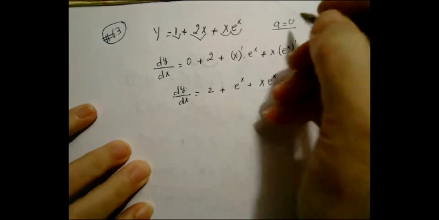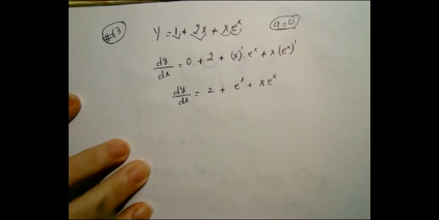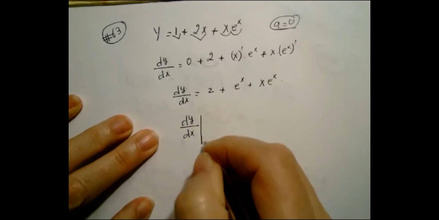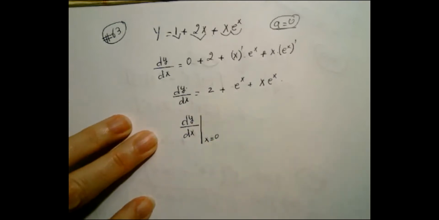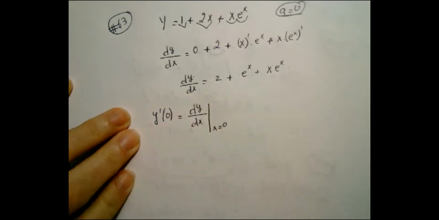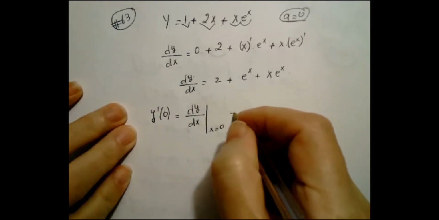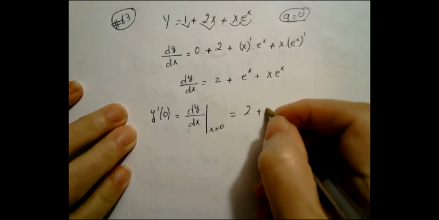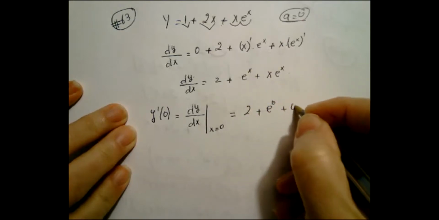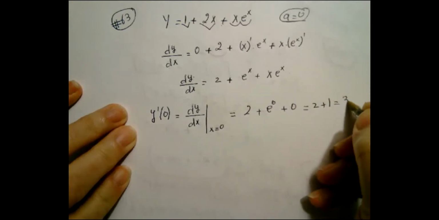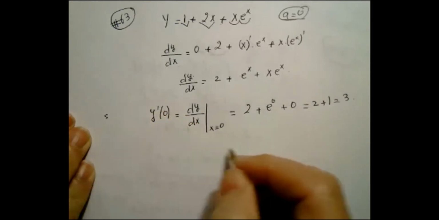Now I want the slope of the tangent at this particular point. So I need the derivative at the point x equal to 0. Or we can write, if you want abuse of language, y prime at 0. Okay, either notation is fine. So now I have to plug in 0 for x. So this will give me 2 plus e to the 0 plus 0. Anything to the power 0 is 1, equal to 3. So that's the slope.